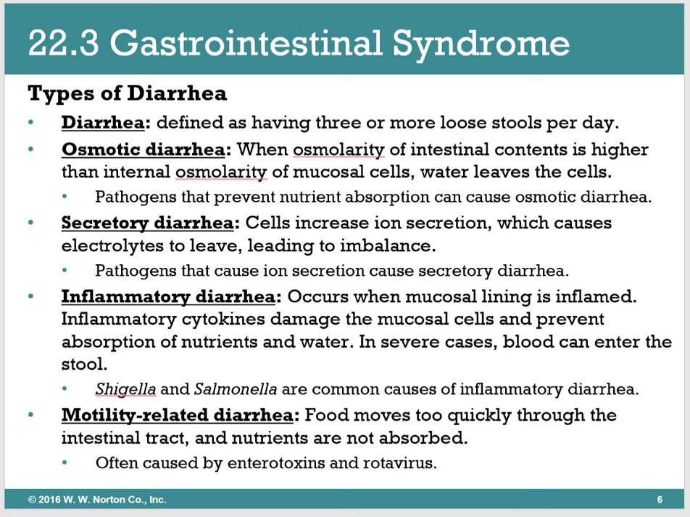So what they'll do is that they will somehow signal the cell to allow ions to leave. And this is where you'll have electrolyte imbalance. Now there's inflammatory diarrhea. So this is where your mucosal lining is severely inflamed, and a lot of damage is occurring to your intestinal lining or your mucosal cells in that region. And then with your cells being damaged or even undergoing death, you are not absorbing your nutrients, and if it's severe enough, you can actually have bloody stool. This is very common in Shigella and Salmonella. So it's very common with those pathogens.